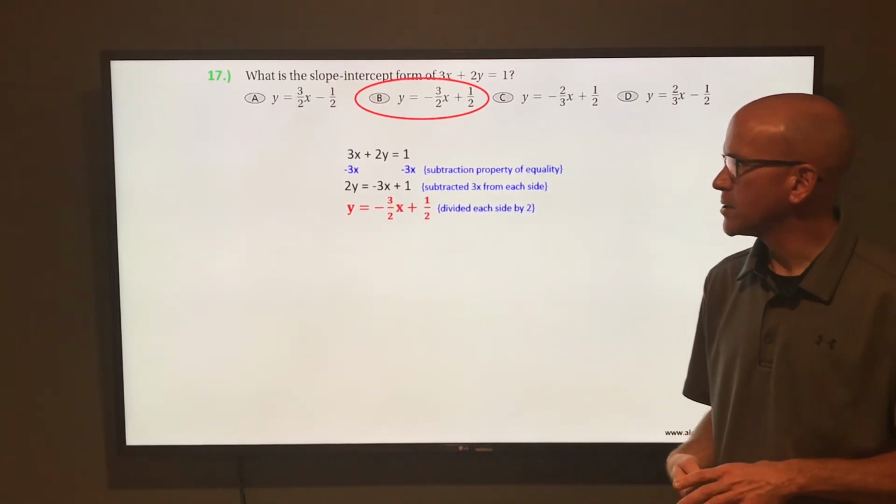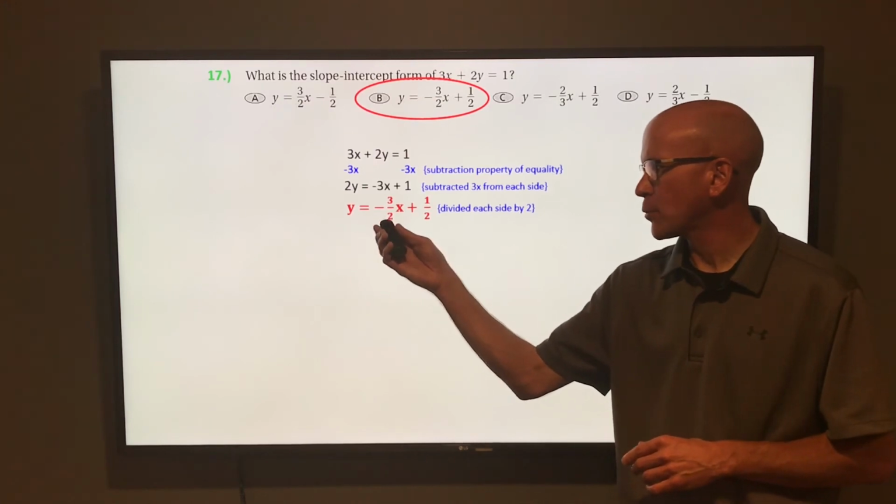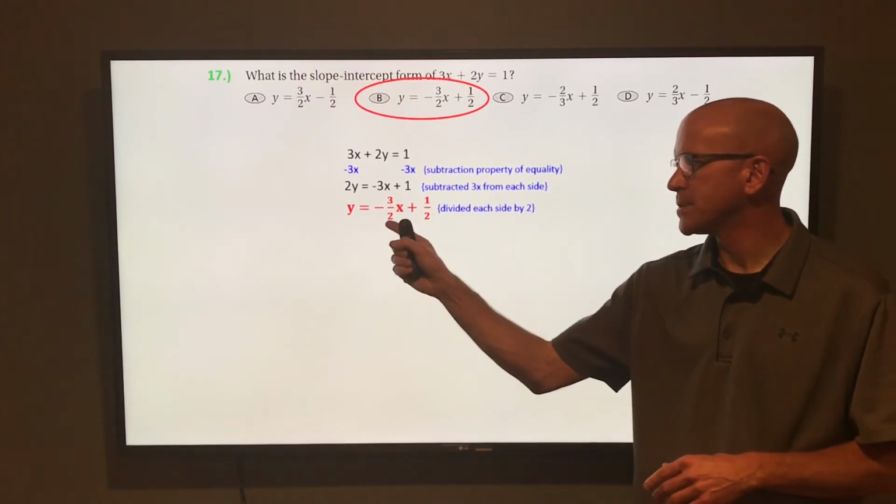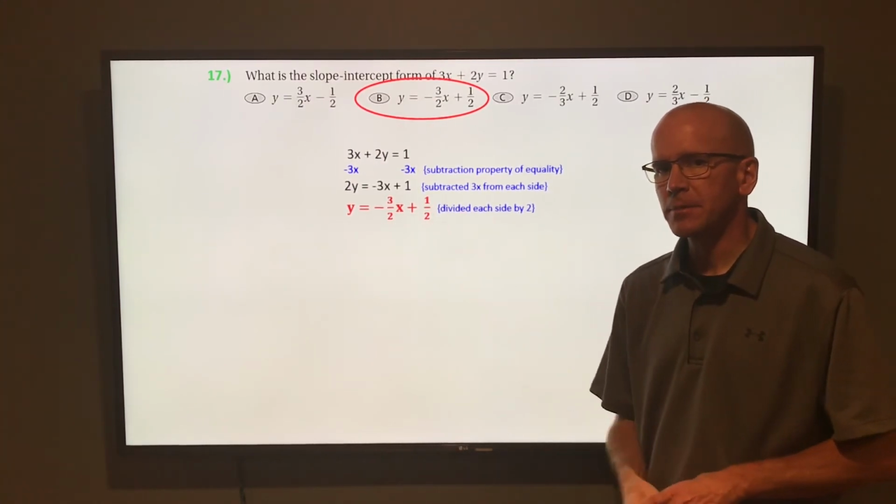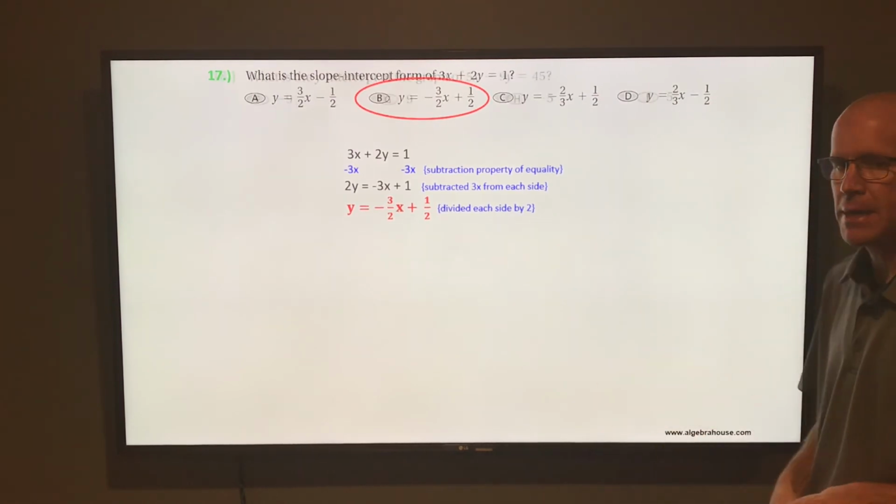So that equation in slope-intercept form is y equals -3/2 x plus 1/2. The slope is -3/2 and the y-intercept is 1/2. And the answer is letter B.